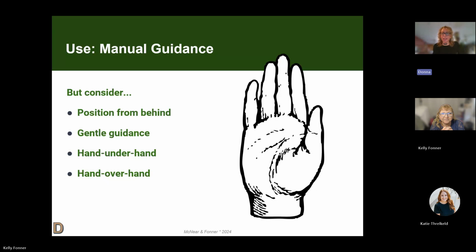Just a word on manual guidance. Consider working with students from a variety of positions. Sometimes I like to work from behind the student. Use gentle guidance when you're working with a student. Think about hand under hand, so that the student's hand is on top of your hands, seeing how you touch materials and use materials manually. And there again, if you go to hand over hand, there's some gentle guidance around that, and Kelly's going to talk a little bit about that in the next slide.